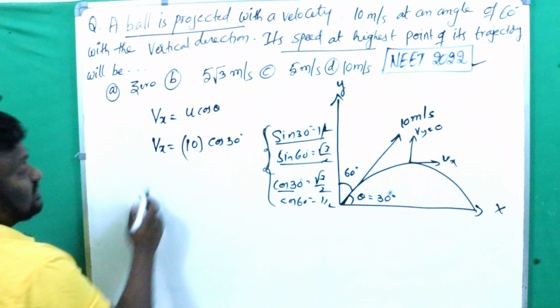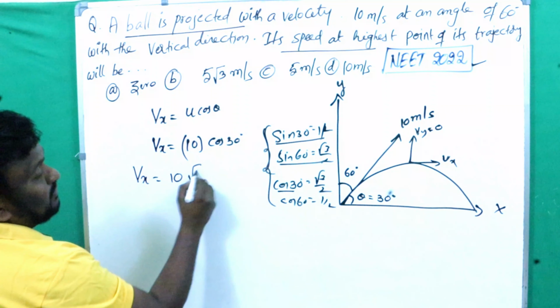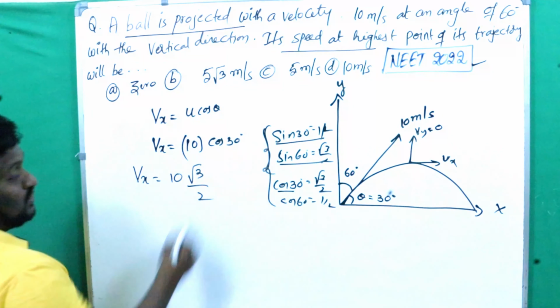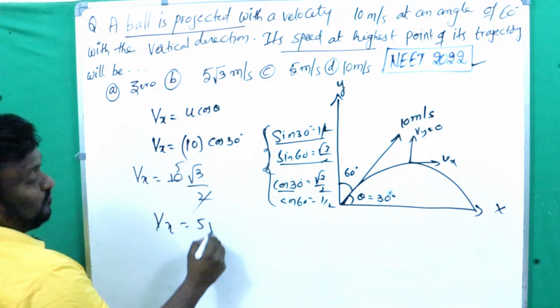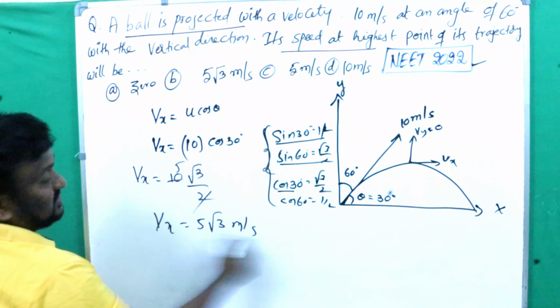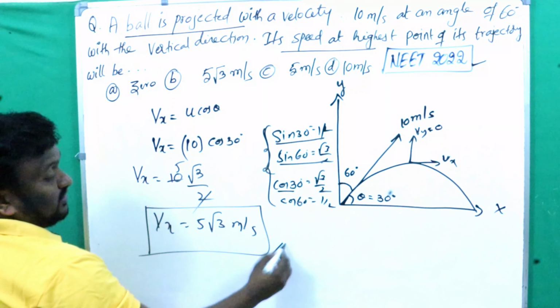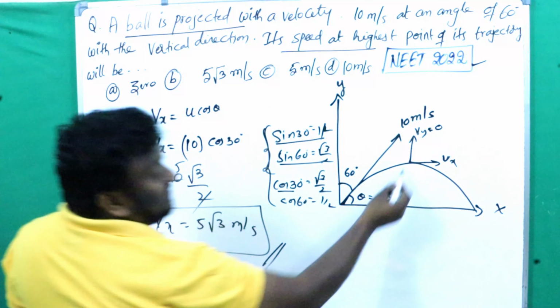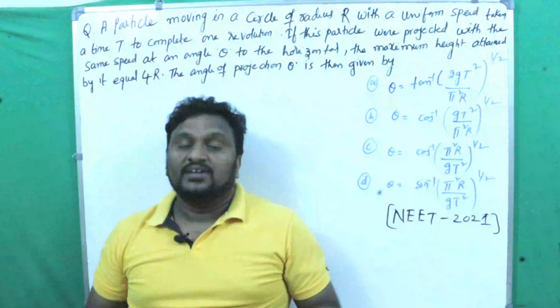Then you can substitute the values. Vx is equal to 10 times root 3 by 2. 2 ones are 2, 2 fives are 10, therefore Vx is equal to 5 root 3 meter per second. So this is the answer, the velocity of the projectile in the direction of its trajectory, and among the options, B is the right one. See the next question.